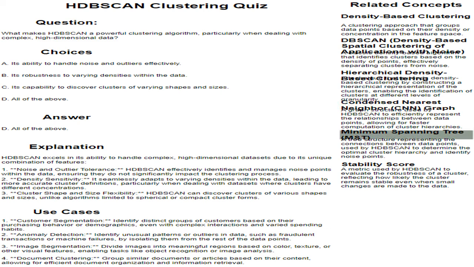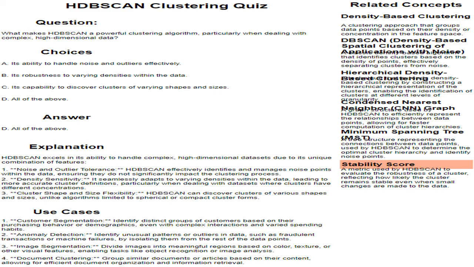Minimum spanning tree, MST. A tree structure representing the connections between data points, used by HDBSCAN to determine the optimal cluster hierarchy and identify noise points. The MST connects all data points with the shortest possible edges, revealing the underlying connectivity of the data. HDBSCAN uses the MST to identify clusters based on the connections between data points, while also identifying points that are poorly connected, indicating noise. Stability score.